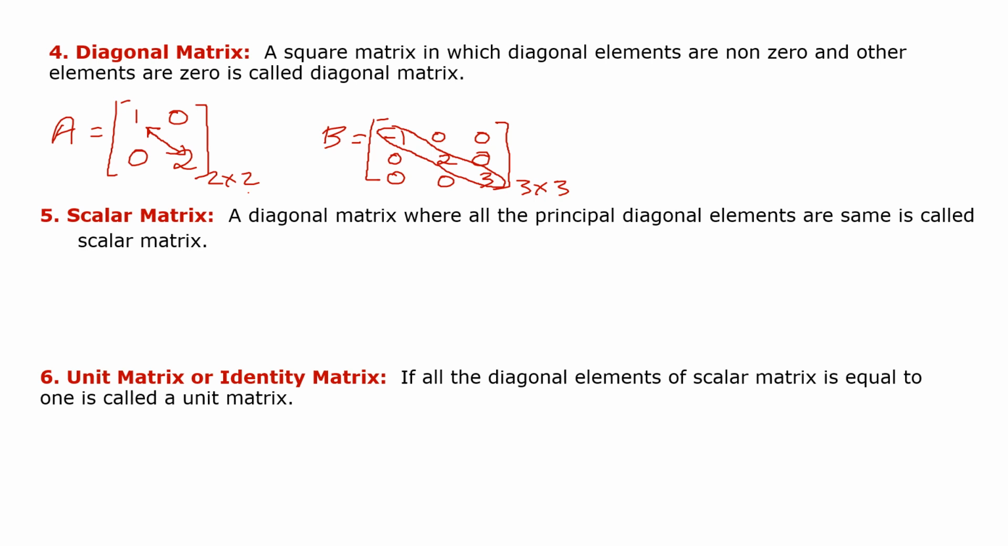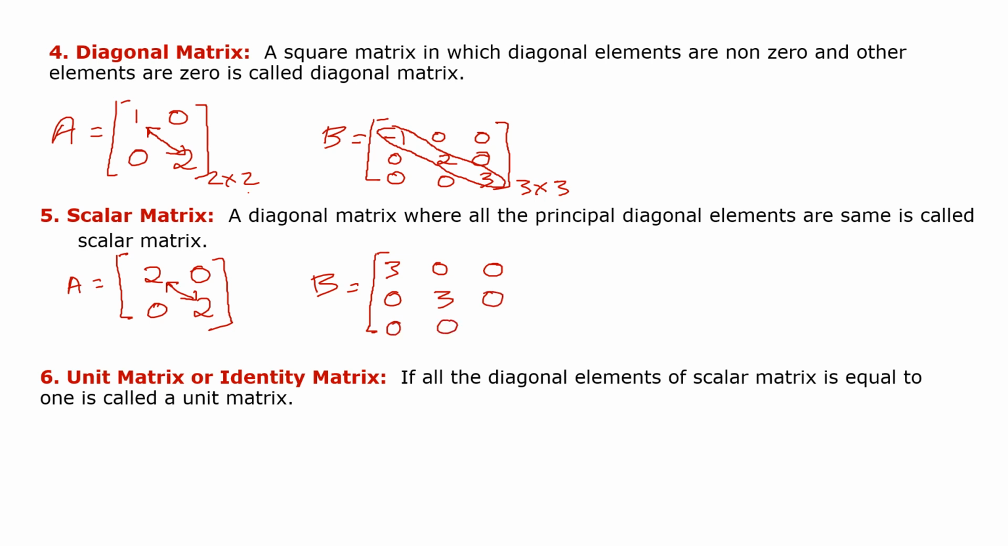Now the next one is an extended version of the diagonal matrix, that is called a scalar matrix. So here all the principal diagonal elements should be same. That is the condition. So let us study some examples also. So matrix A is, the diagonal elements should be same, right? So any example, 2, 0, 0, 2. So here you see the diagonal elements are 2 and 2, that is non-zero.